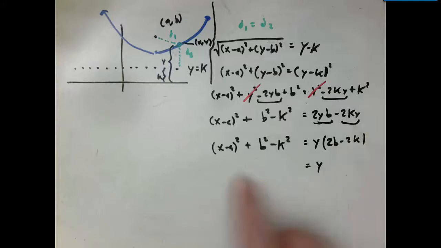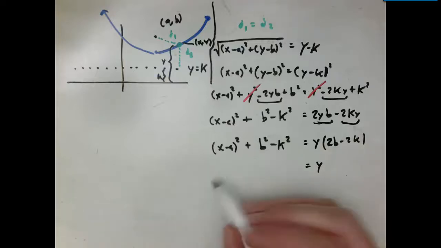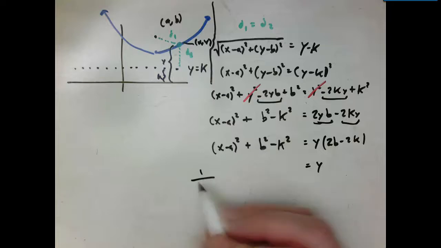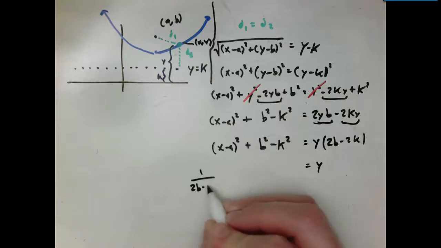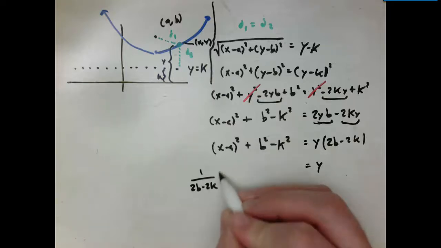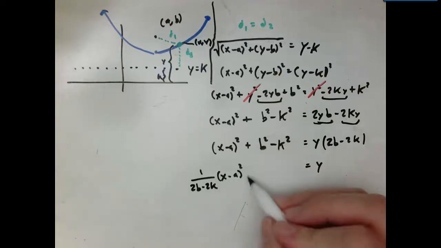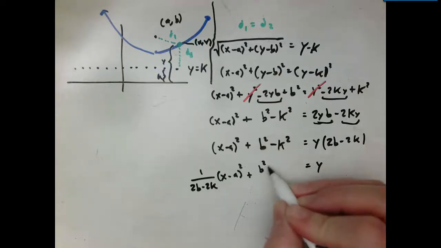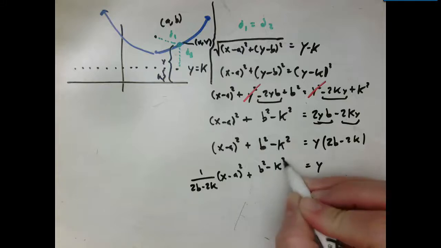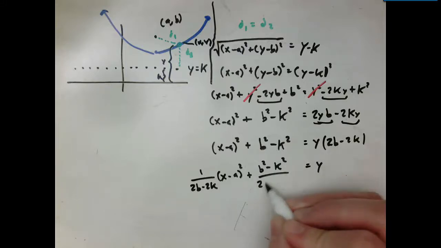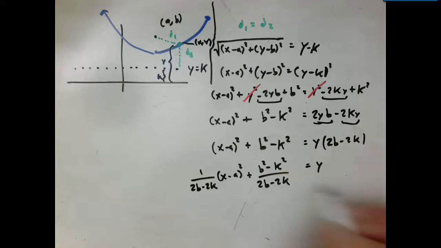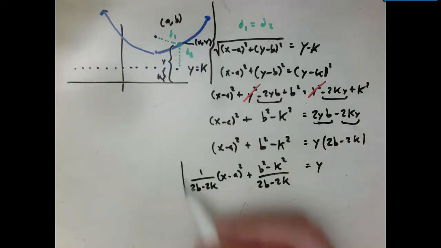And remember, there's two terms here, so when I divide both sides of the equation by 2b minus 2k, I'm going to divide each of those terms. So here we've got 1 over (2b minus 2k), times (x minus a) squared, and then here we've got (b squared minus k squared) over (2b minus 2k). And here you might declare yourself done.